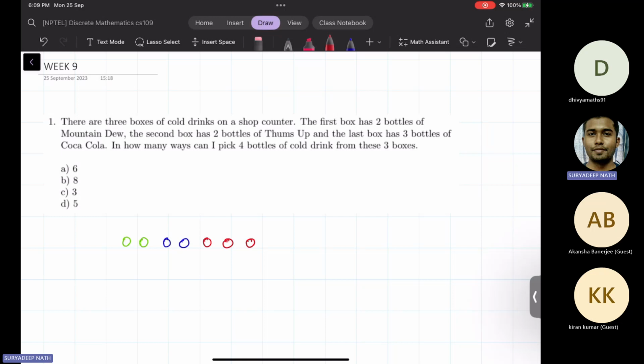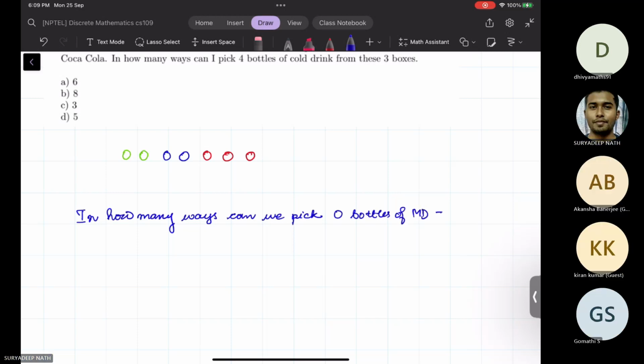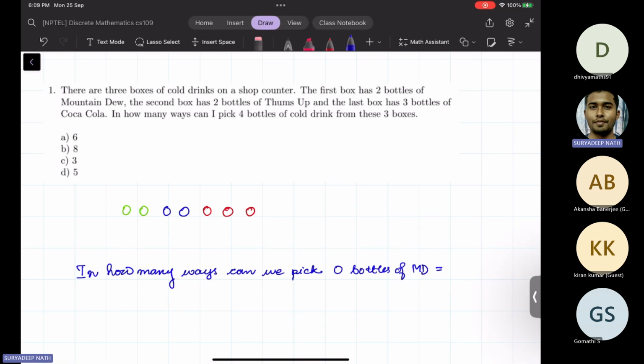So how to solve this problem? We'll use the concept of generating functions. In how many ways can we pick zero bottles of, let's say, Mountain Dew? So you have 2 identical bottles of Mountain Dew, and in how many ways can you pick 0 bottles of Mountain Dew? What do you think it will be? You just don't pick anything. So there is only 1 way.